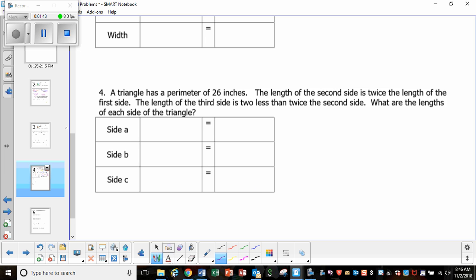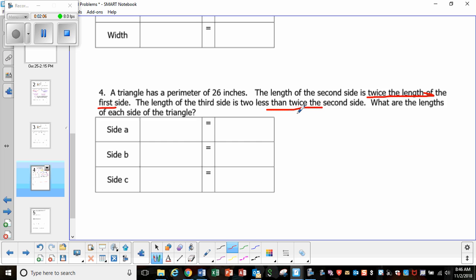All right, so number 4 says, a triangle has a perimeter of 26 inches. The length of the second side is twice the length of the first side. The length of the third side is 2 less than twice the second side. What are the lengths of each side of the triangle?